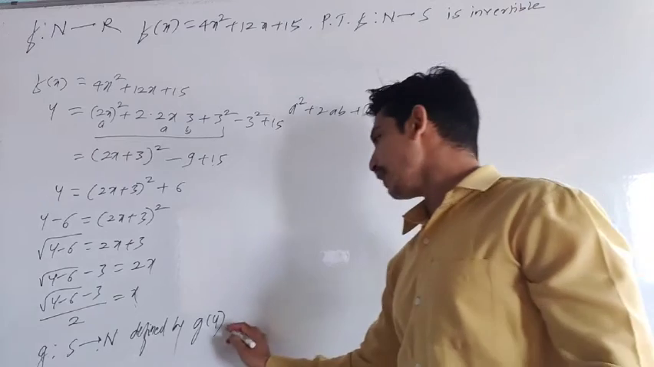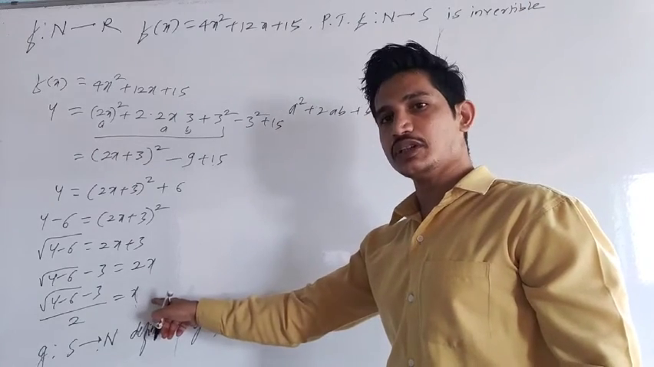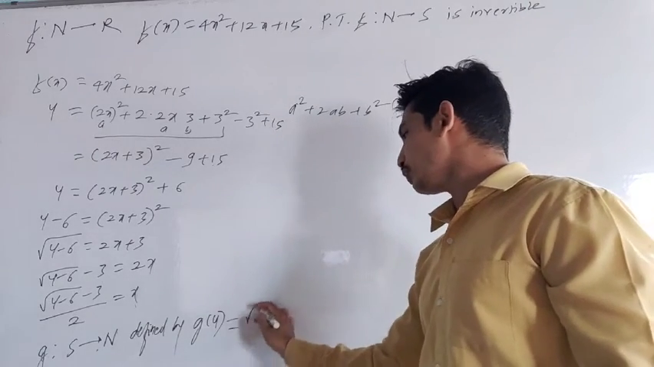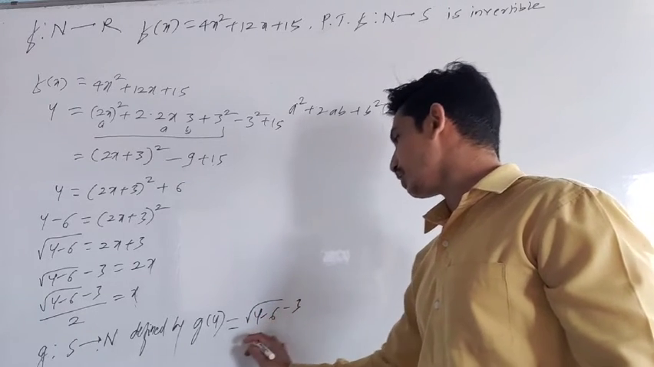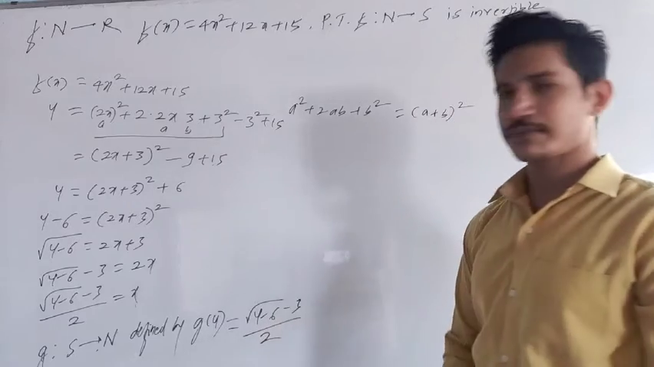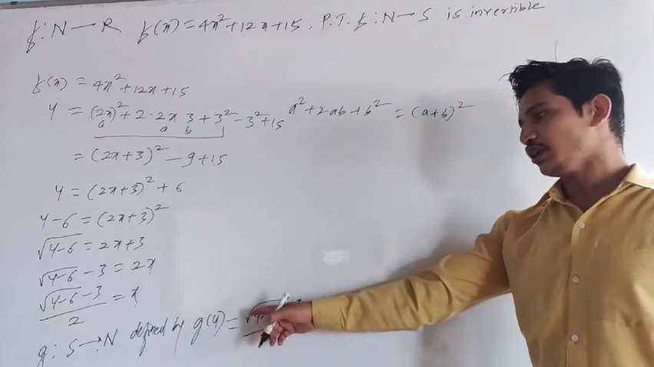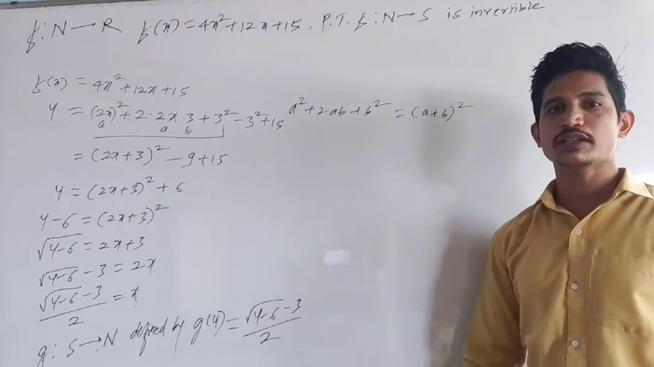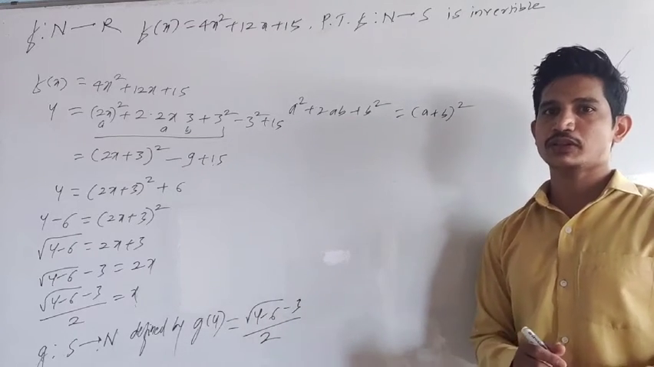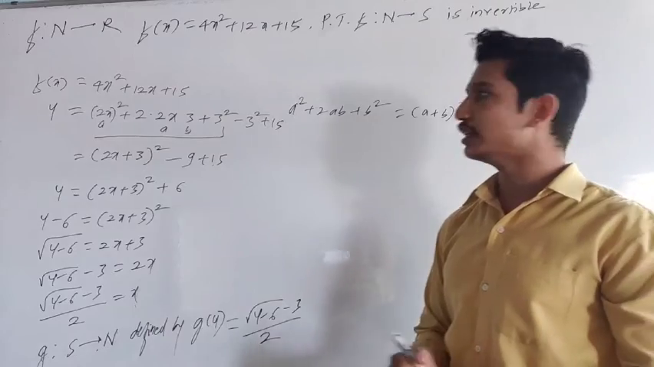Now, g of y is what? Which value did we get? That value right here: root of y minus 6, minus 3, divided by 2. That is the value of g of y.